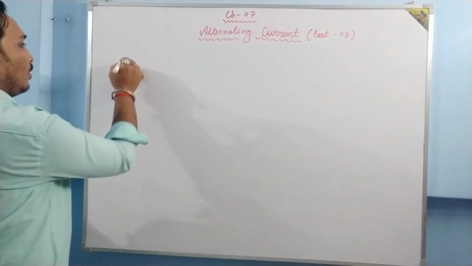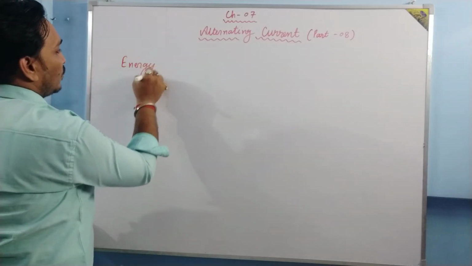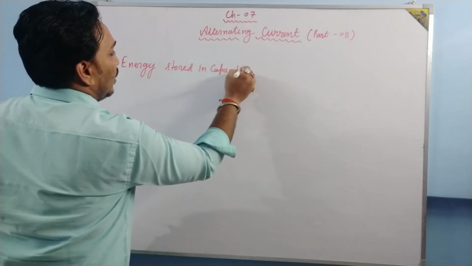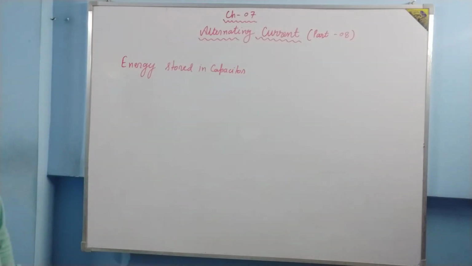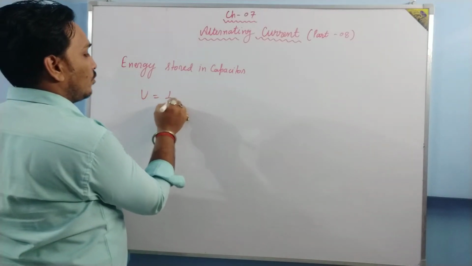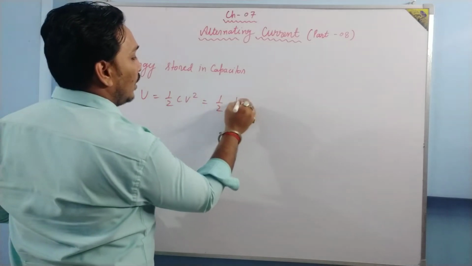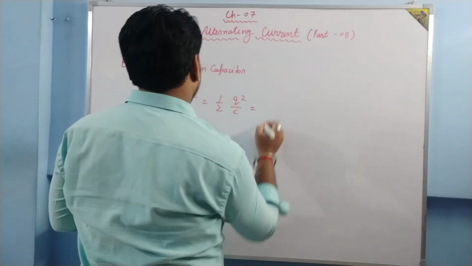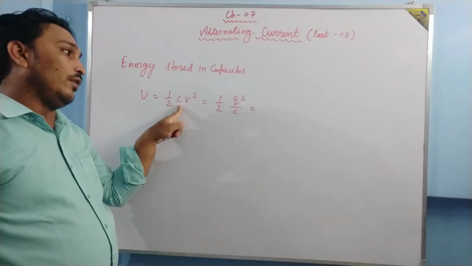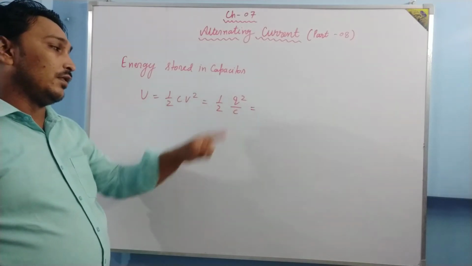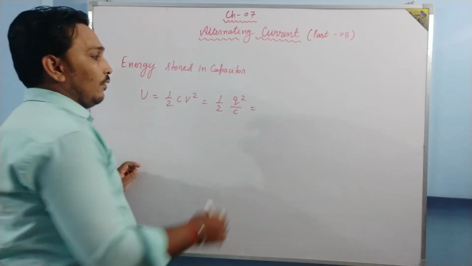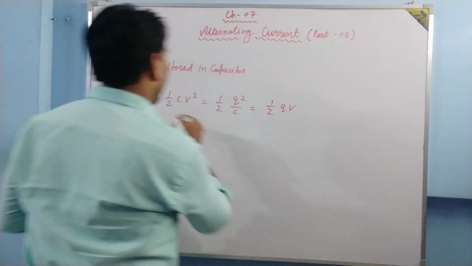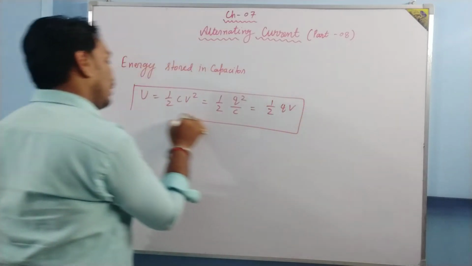Energy stored in a capacitor if it is charged. We have already done it in chapter number 1, and the formula is U is equal to half CV square. If it has a charge of Q, then Q square upon C. If we put C is equal to Q upon V, or V is equal to Q upon C, we get this one, and if we put Q upon V for C, one V will be cancelled out, and we are going to have half QV. So this is the energy stored in a capacitor in different terms.